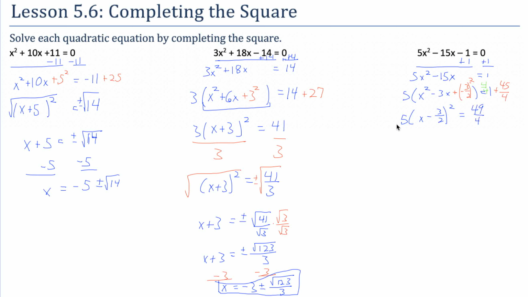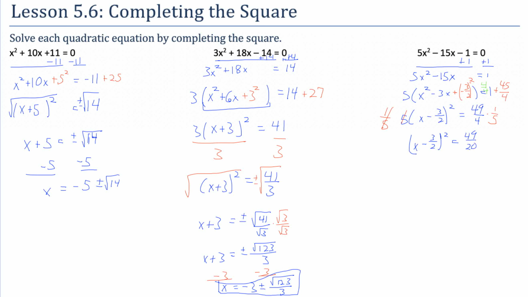All right, now we want to get rid of this 5. I would normally say divide by 5, but since we have a fraction over here, instead of dividing by 5, it's often easier just to multiply by the reciprocal. So we're going to multiply both sides by 1/5. That will cancel this 5 over here, and then we're left with x minus 3 halves squared equals 49/20.